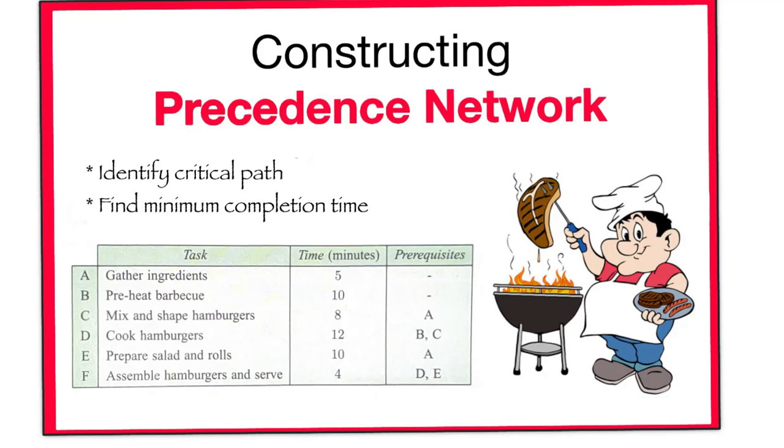The tasks involved in preparing, barbecuing and serving a meal of hamburgers are given in the precedence table. This table doesn't only give us the task, but it also gives us the time in minutes that each task requires to prepare. Once we have drawn the precedence table, we can identify the critical path, and we can also find the minimum completion time.